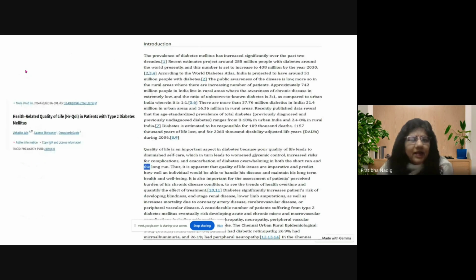So a simple example like this, I am using a very simple example. HRQOL in patients with type 2 diabetes mellitus. Here, the authors have introduced diabetes. They have talked about the area. We are working on diabetes. Then they talk about what is quality of life. Everywhere you see the references are mentioned.